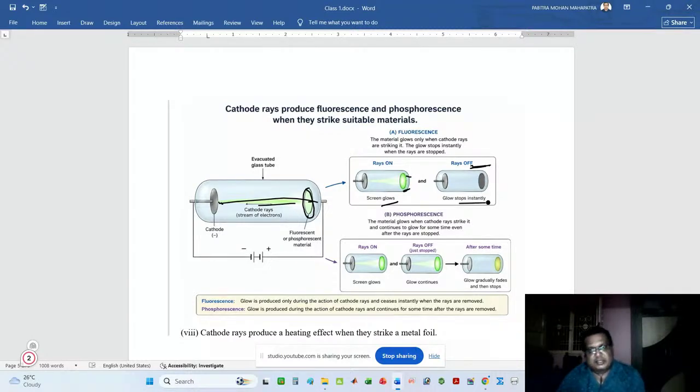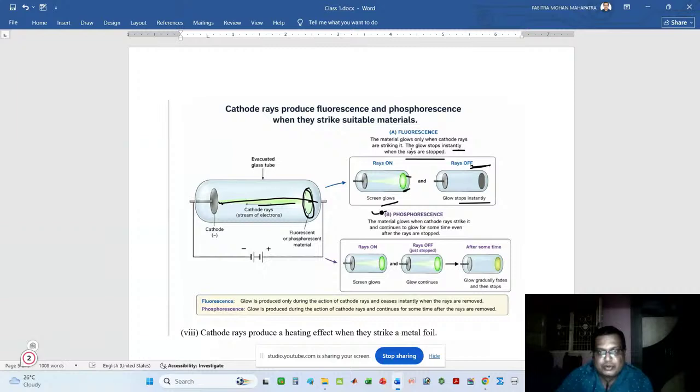It shows the glow emission of light for a few nanoseconds. So here I can say that the material glows only when cathode rays are striking it. The glow stops instantly when the rays are stopped.